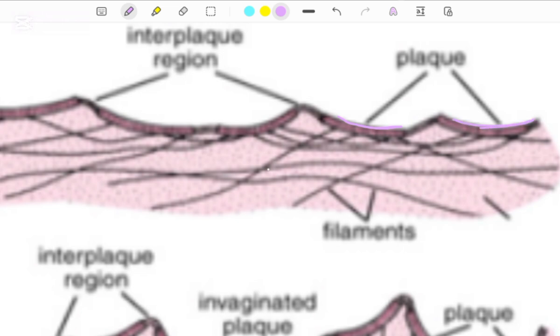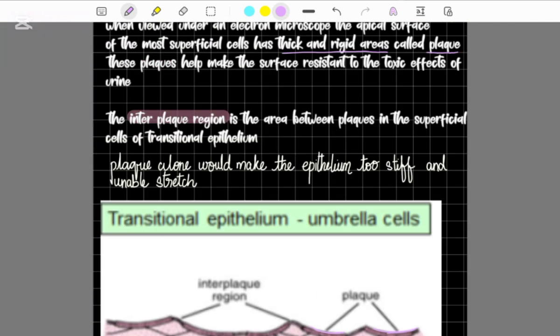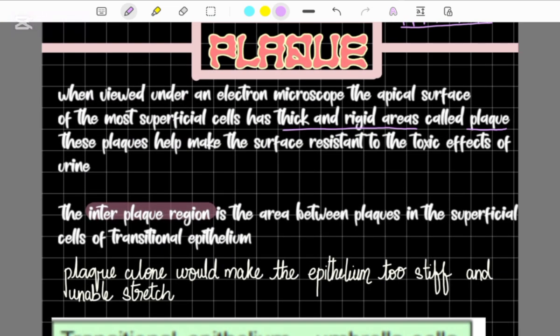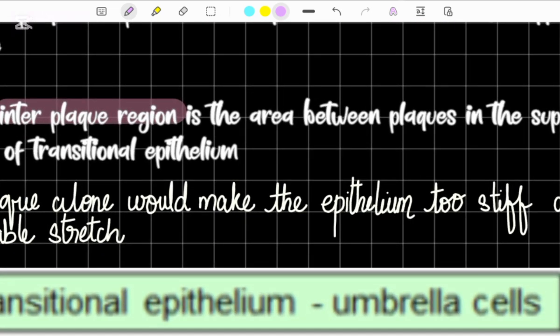It does not allow the toxic substances like urine to get reabsorbed, which causes difficult problems and other situations that can lead to a worse condition. So for that reason, plaques are present. It's also the most important feature of the transitional epithelium. If it is asked where plaque is present, you will name the transitional epithelium.